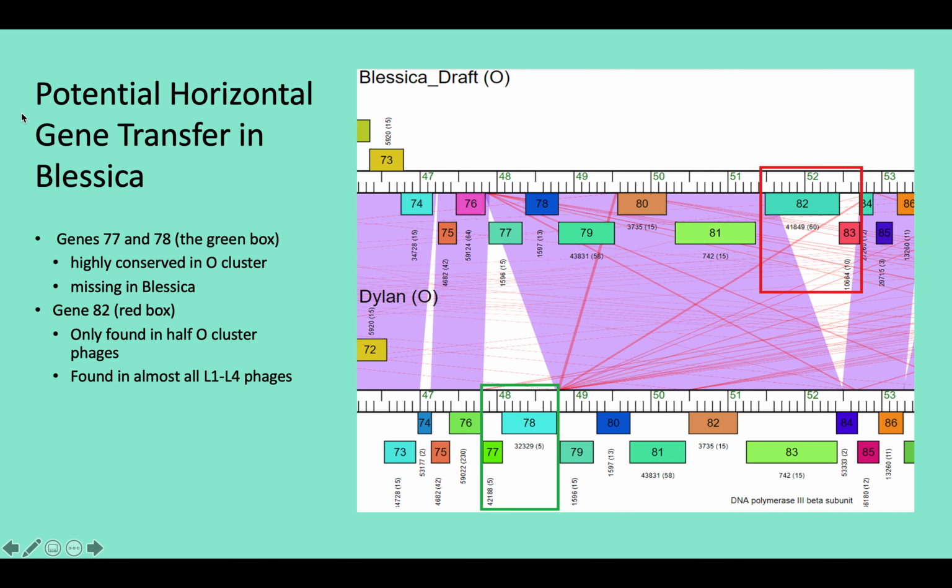Potential horizontal gene transfer in Blessica. Blessica is at the top and Dylan is at the bottom. The green box on Dylan, which is genes 77 and 78, are highly conserved in the O cluster, but missing in Blessica. So this indicates a site of potential deletion in Blessica's genome. On the other hand, gene 82 in the red box is only found in half of O-cluster phages, but is found in almost all L1 through L4 phages. So this is a site of potential insertion within Blessica's genome.